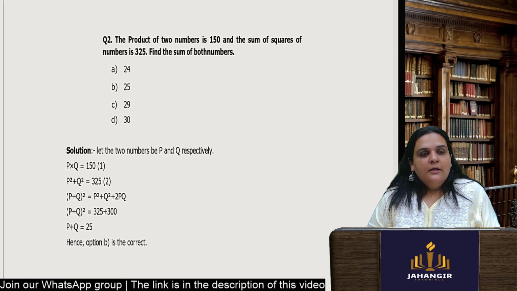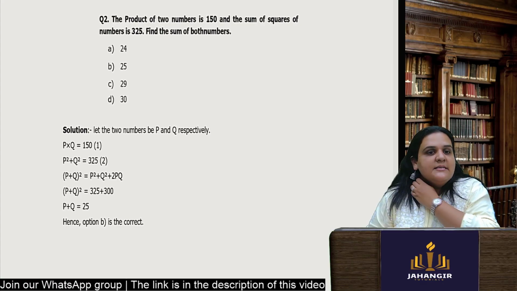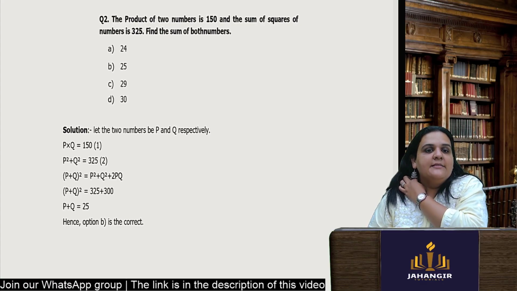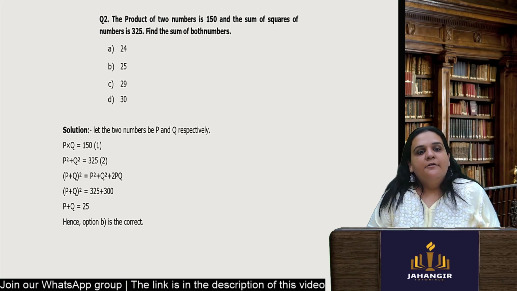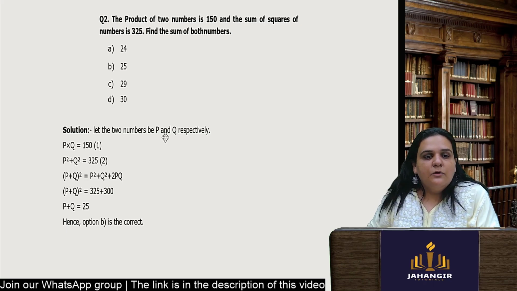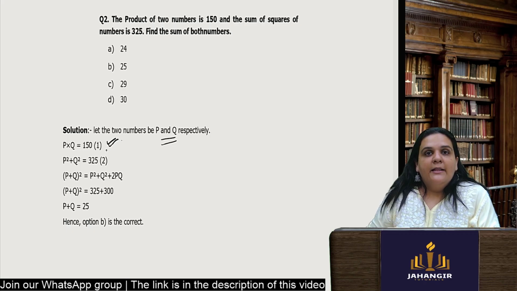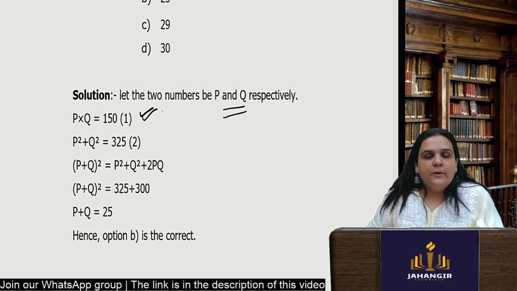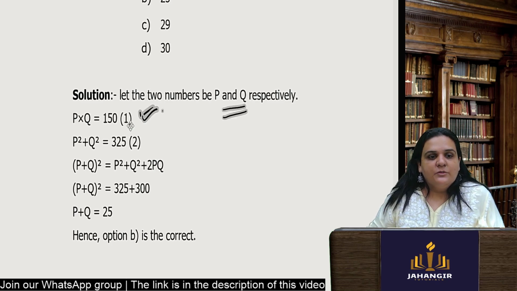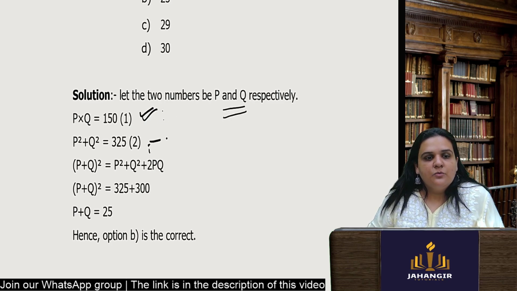See, the product of two numbers is 150 and the sum of squares of the numbers is 325. Find the sum of both the numbers. So let the two numbers be P and Q. The product of these two, P into Q, is 150, equation 1. And the sum of squares of these two numbers, P square plus Q square, is 325, equation 2.